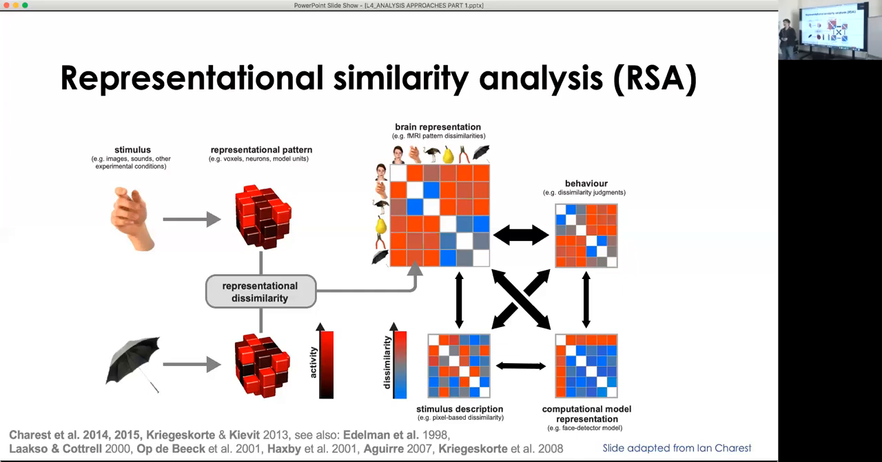Oh, cool. Yeah, more comments from SFP. Oh, RDM, yeah, sorry. Representational dissimilarity matrix. Thank you.